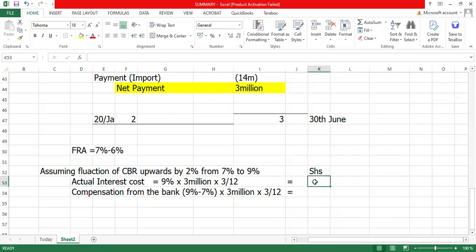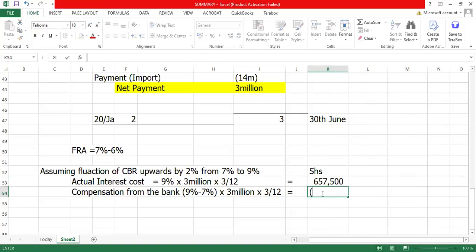Here, how much do you get? 67,500. This is the actual interest cost. This is what you're supposed to pay. But out of this, the bank has compensated some money. So you can put the compensation in bracket, which is 15,000.